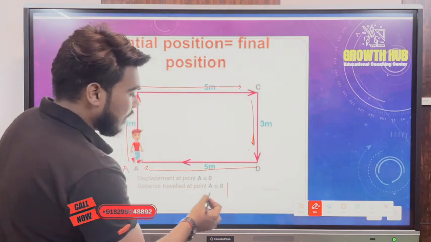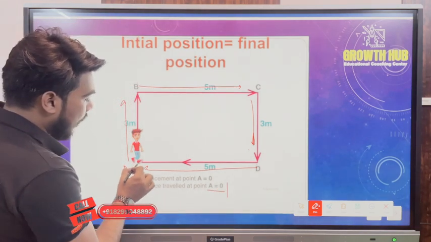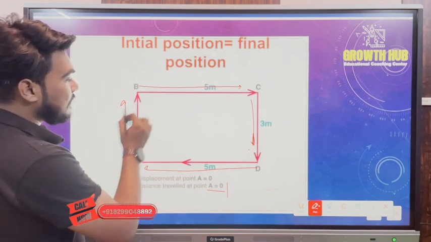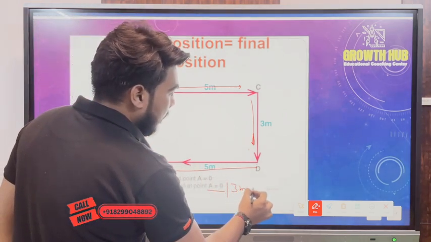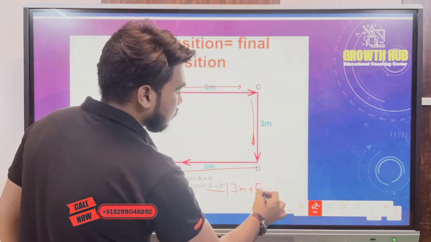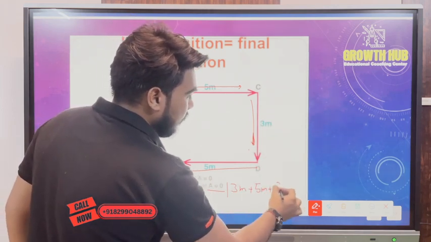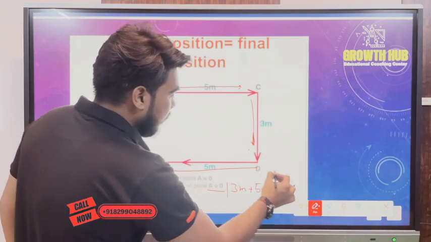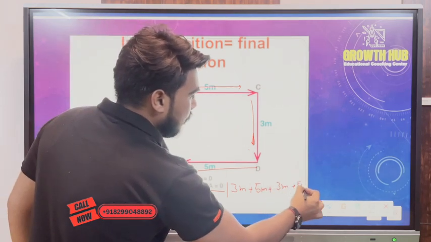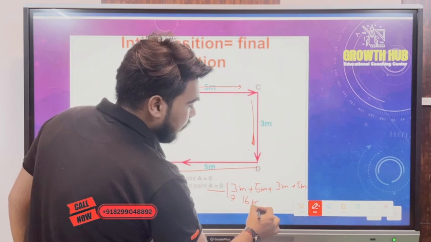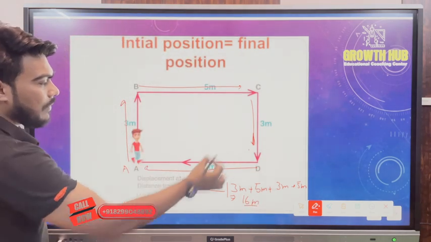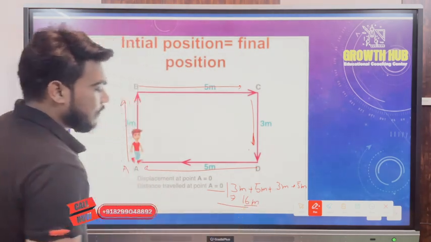The distance covered by the boy initially at point A is 0, and the total distance covered by the boy will be 3 meter plus 5 meter, again 3 meter, and this distance 5 meter. So altogether it will be 16 meter. So the distance covered by this boy is 16 meter.